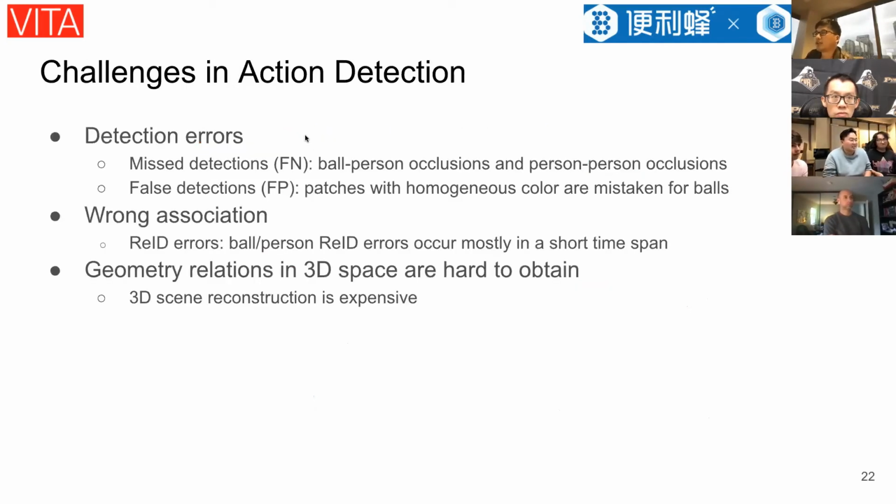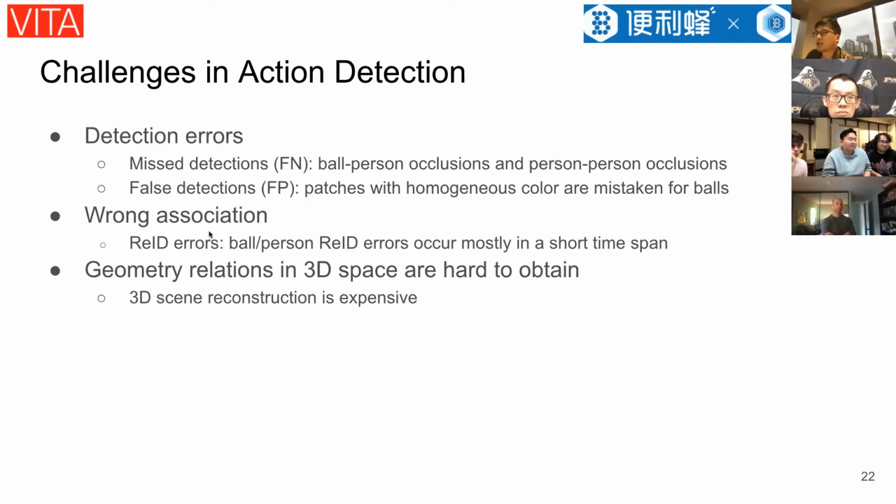I talked about the action detection module. So these are the 3 challenges in action detection. The first would be the detection errors. It can be categorized into two parts. The first is miss detection. Such a missing detection would result from occlusions. The second would be false detections, or you can treat them as false positives. Our learned model is still confused by patches with homogeneous colors and mistakes them for balls. Although we have already tried debias training, such a problem still exists.